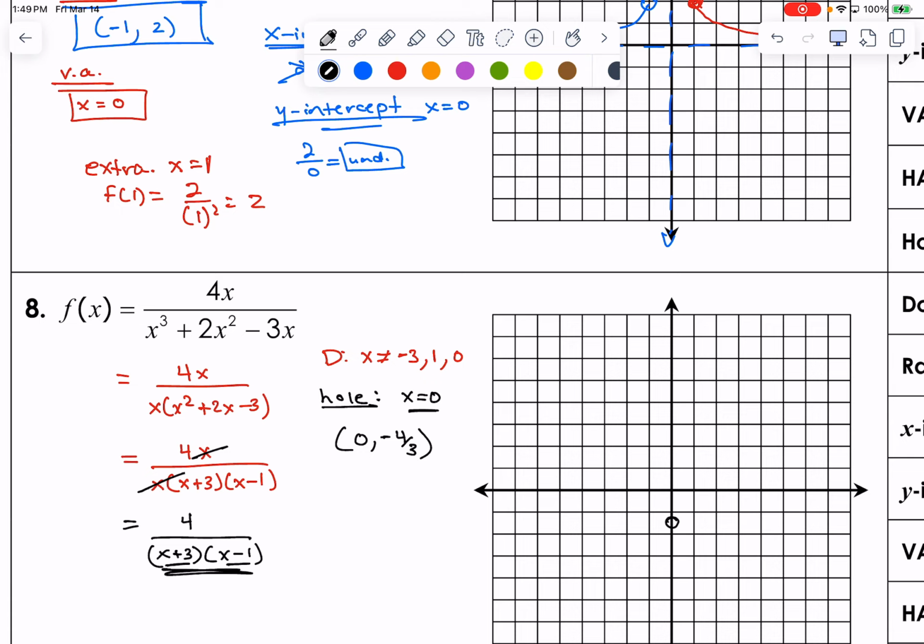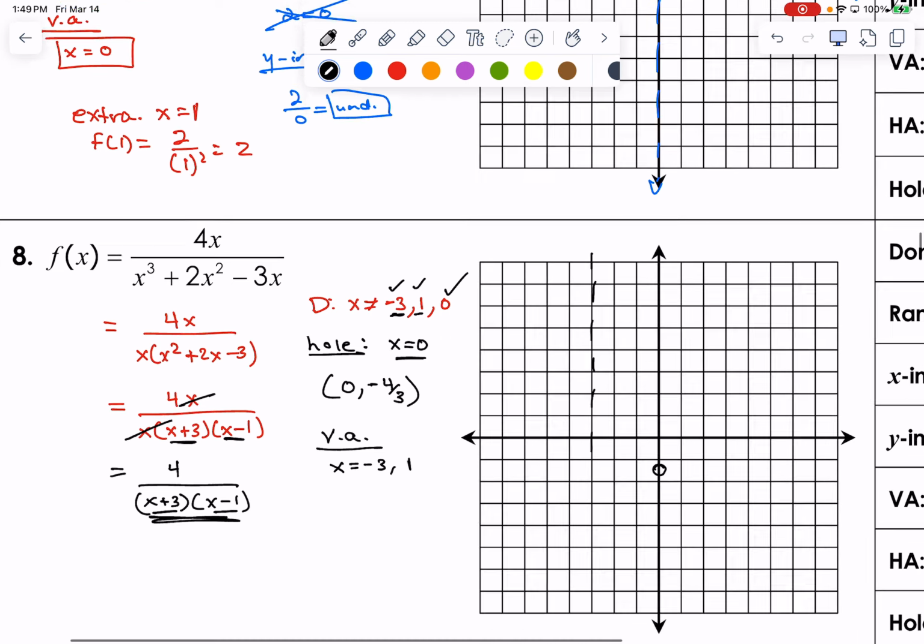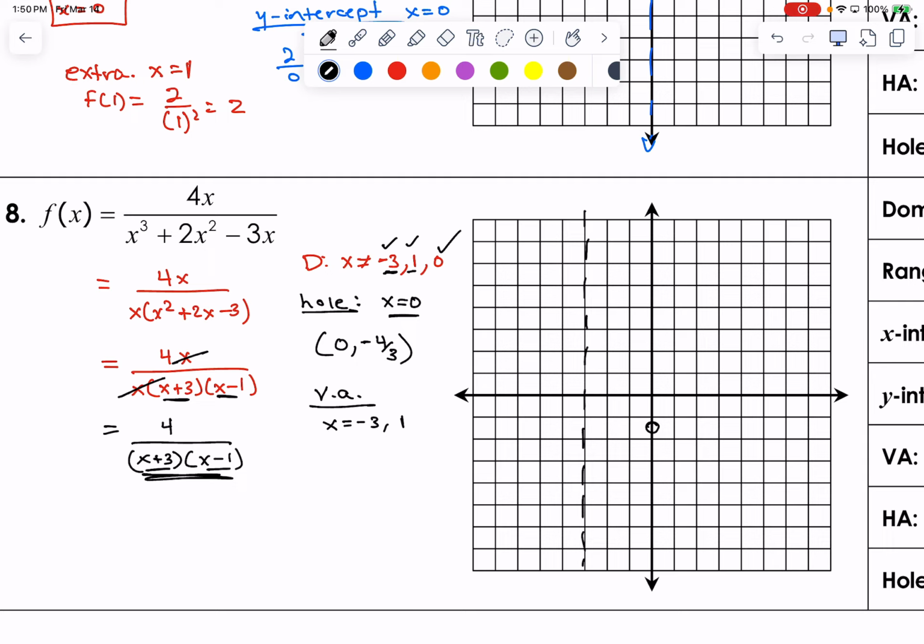All right, now I got VAs. VAs are the stuff that's left with zeros in the denominator. That one was the hole. Sorry, 0 was the hole. The other 2 are the VAs. So -3 and 1 are the VAs. So I'm going to go to -3. I'm going to put a VA. Monday, slant. It's going to be fun. And then 1.